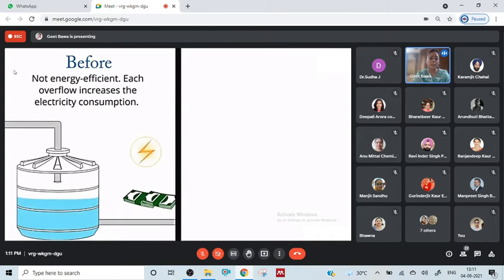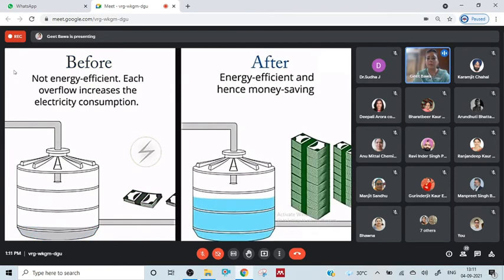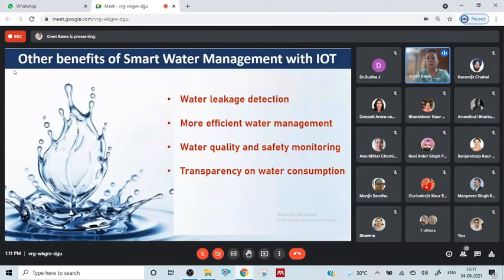Earlier, it was not an energy efficient system. Each overflow increases the electricity consumption, but now it is energy efficient and hence money saving. Other benefits of smart water management with IoT include water leakage detection, more efficient water management, water quality and safety monitoring, and transparency on water consumption.